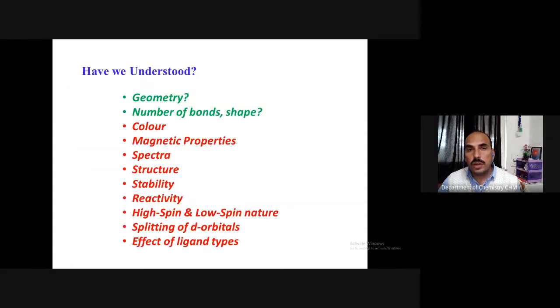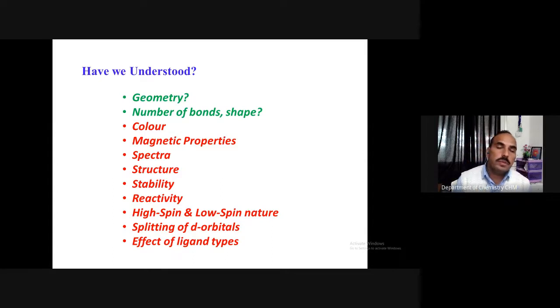If you look at the current scenario, all those properties that we were thinking we will try to understand, what were those properties? The geometry, the number of bonds, the shape, right? Yes, we do get some information about the geometry here and also the number of bonds, that is the secondary valence. Also the shape of octahedral complexes, but only in very few complexes, not in all of them.